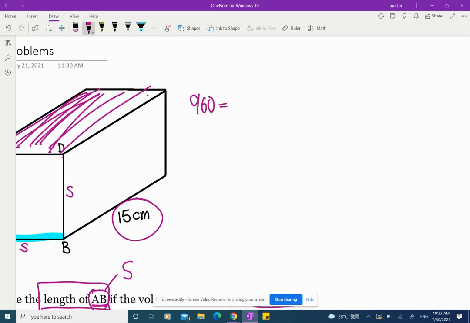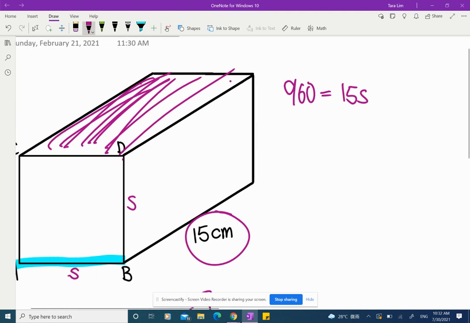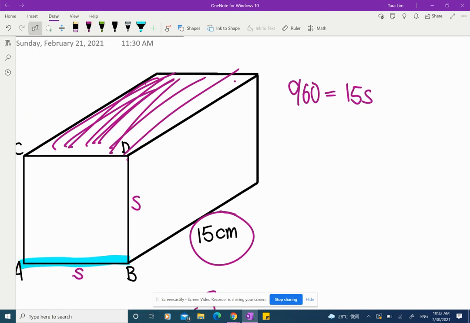So 960 is equal to, this time I want to know the base area, and the base area of one tissue is 15 times S. So we know that the area of one of the tissues is 15S. And now I want to know all of the tissues. So like we did before, do we count each of these tissues? No, we have to know the height.